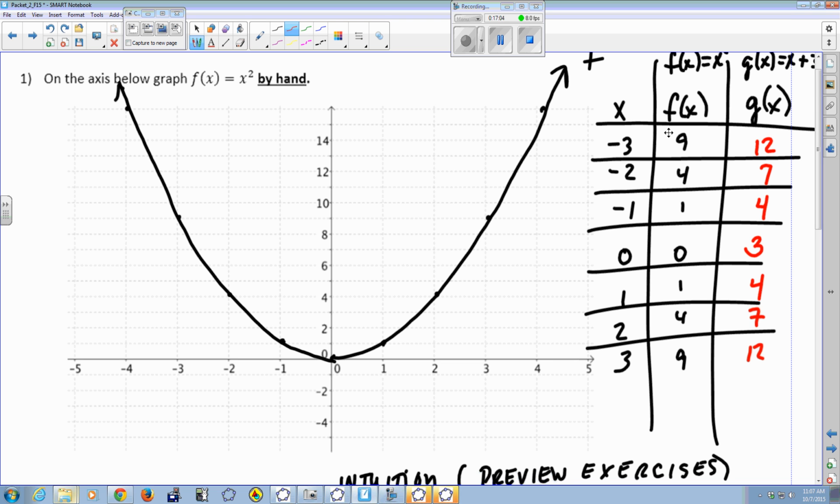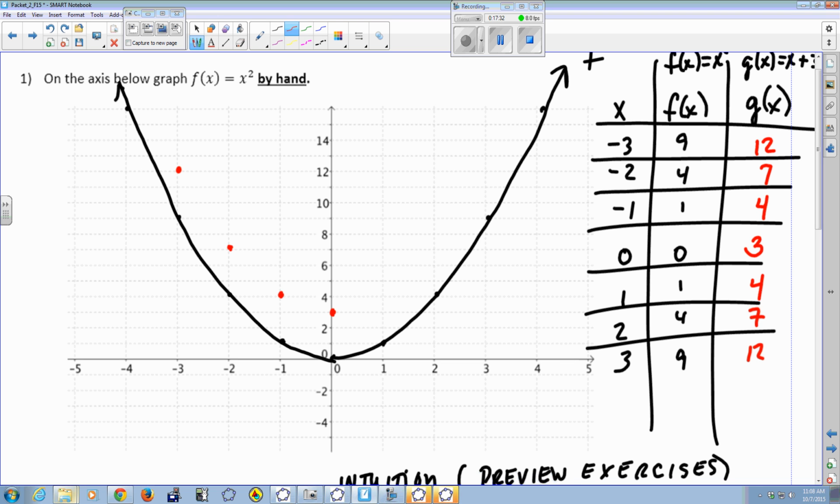So what are my new points on g of x? -3, 12. So let me go over to -3 and go up to 12. My next point is -2, 7. So I go over to -2 and I go up to 7. There we are. And -1 is 4. And 0, instead of it being 0, 0 is 0, 3.